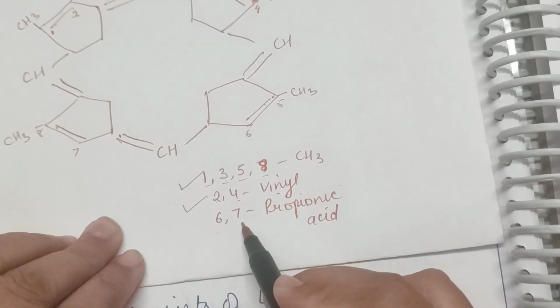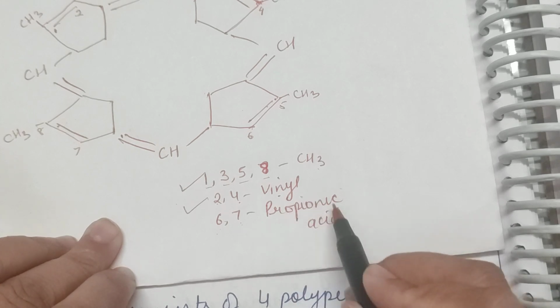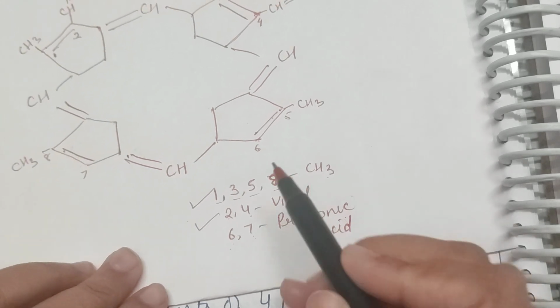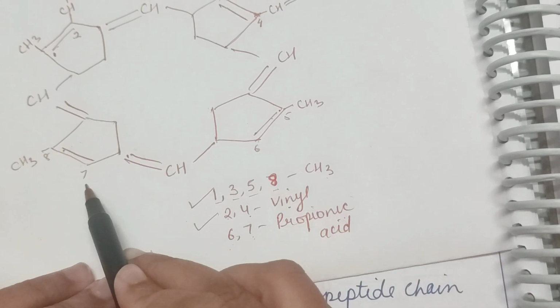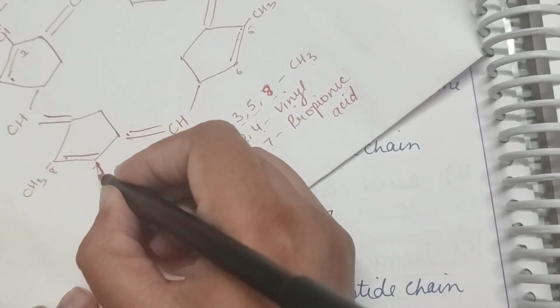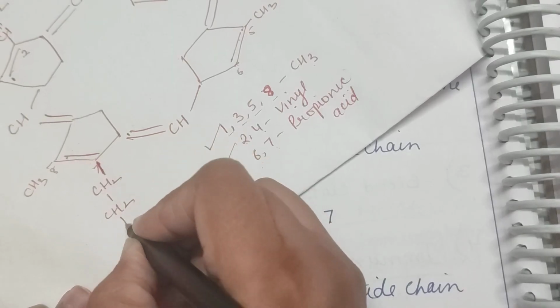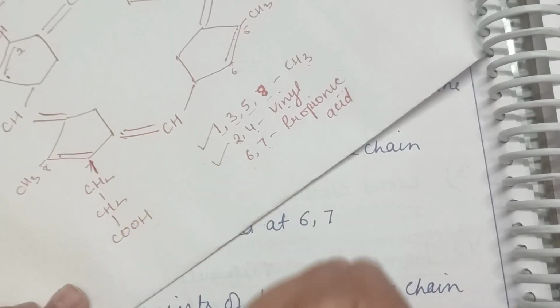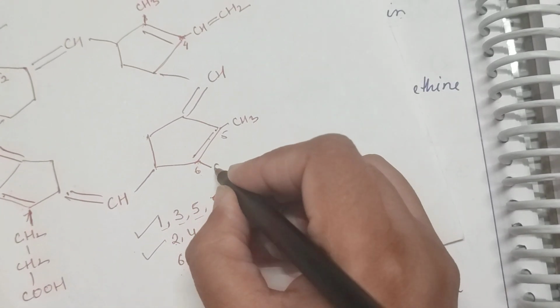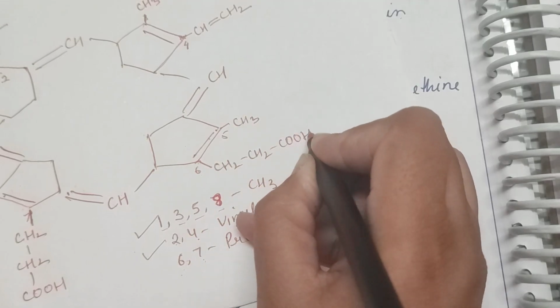Next is 6 and 7. At the 6th and 7th positions, we have to attach propionic acid. So where are the 6th and 7th? This is the 6th and this is the 7th position. Let us do it with the 7th first. Here you have to attach propionic acid, CH2, CH2 and the acid group, COOH. The same thing we have to attach here, CH2, CH2 and COOH.